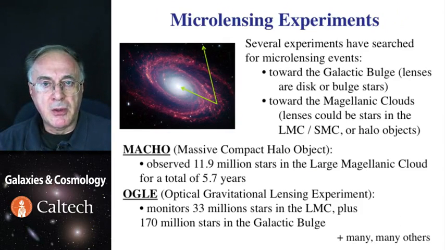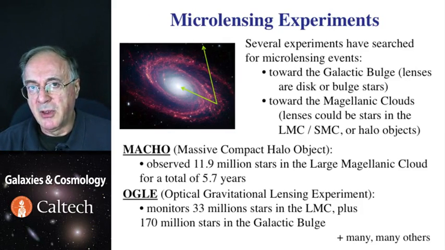So MACHO and OGLE were just the two experiments that started the whole thing. MACHO monitored almost 12 million stars for several years, and OGLE continues to monitor about 33 million stars. Many others have been started since then, and now this is a really well-established field.